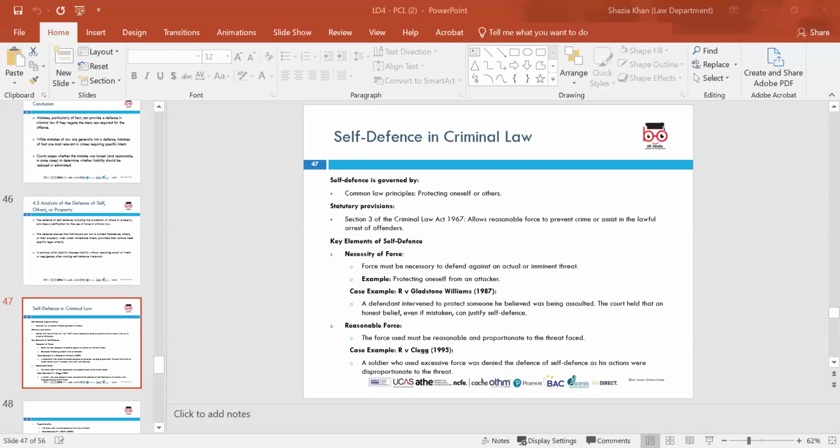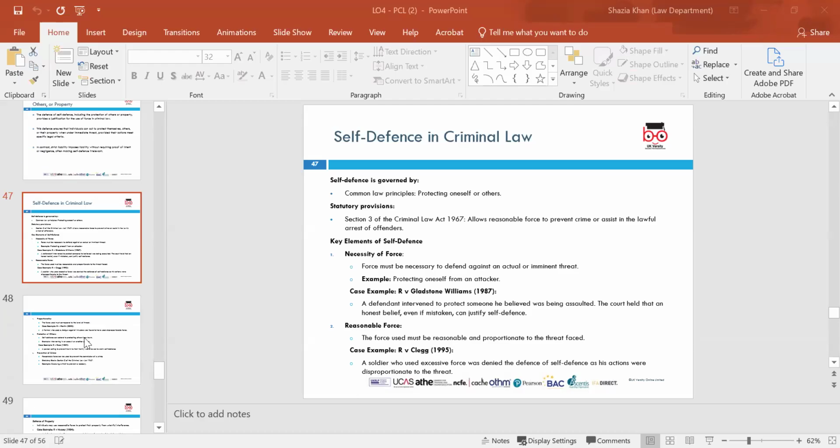The cases are R and Gladstone Williams, 1987, where the defendant intervened to protect someone he believed was being assaulted. The court held that an honest belief, even if mistaken, can justify self-defense. And the case for reasonable force was the case of R and Clegg, 1995, where a soldier who used excessive force was denied the defense of self-defense as his actions were disproportionate to the threat.